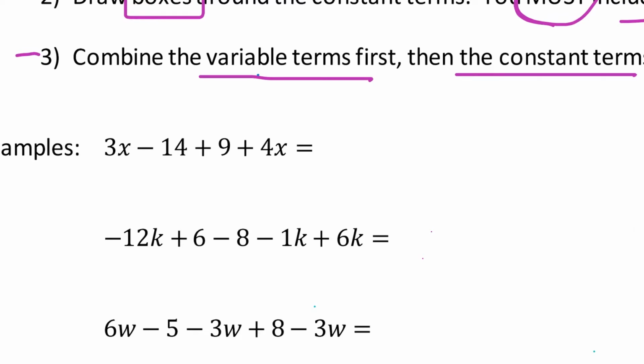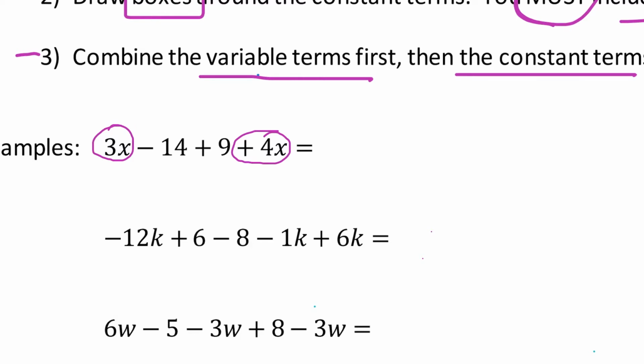So it's time to draw circles around our variables. Well, the first variable I see is 3x, so that's going to get a circle. And the other variable is the 4x. Now, do you see how there's a plus in front of it? You want that plus to be in the circle along with the variable term, okay?